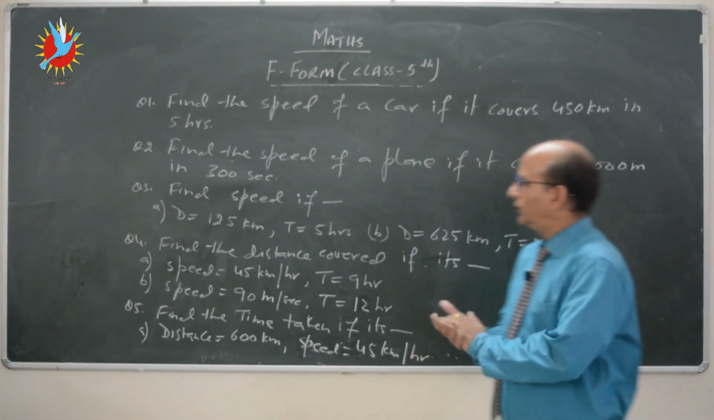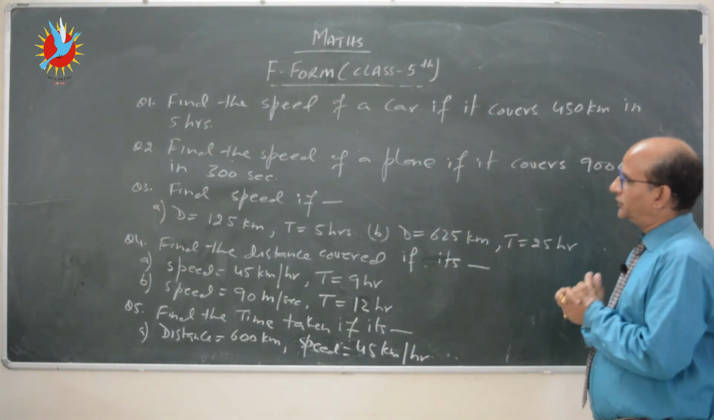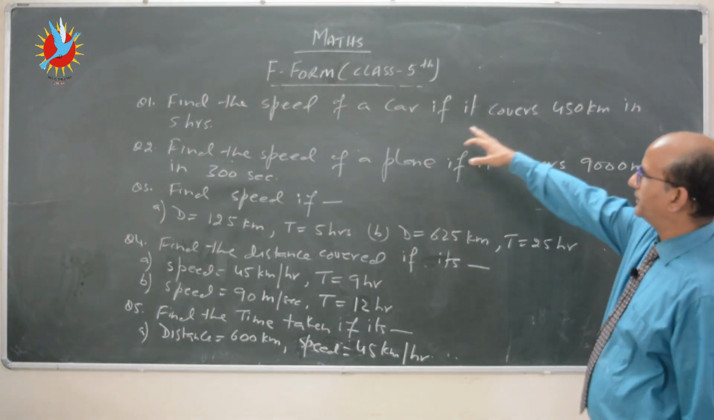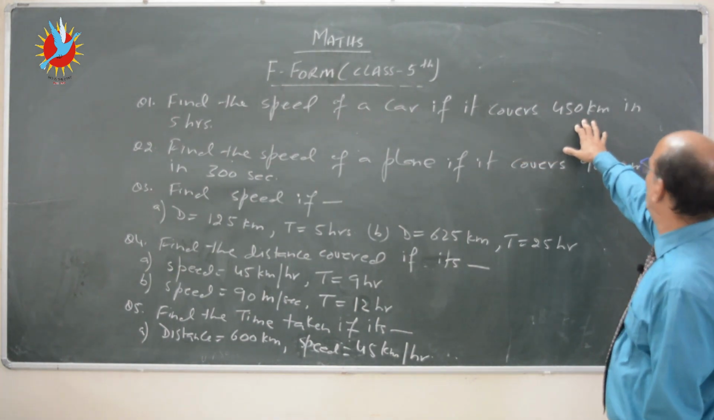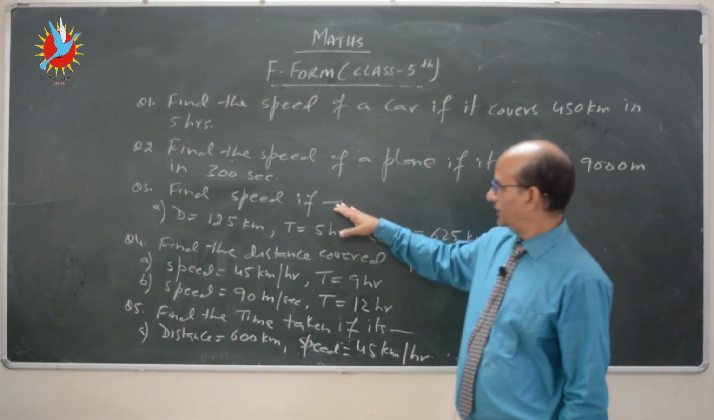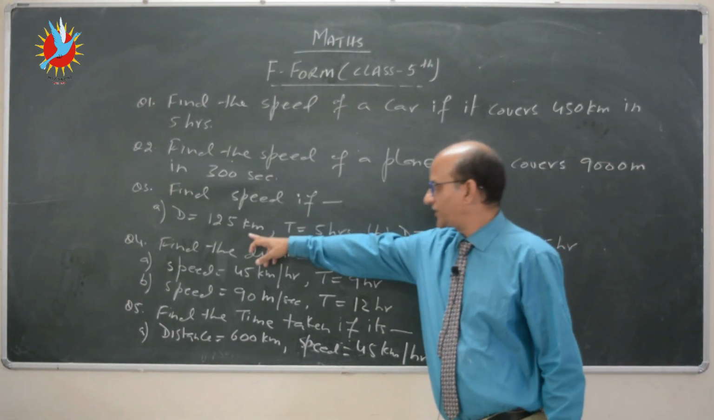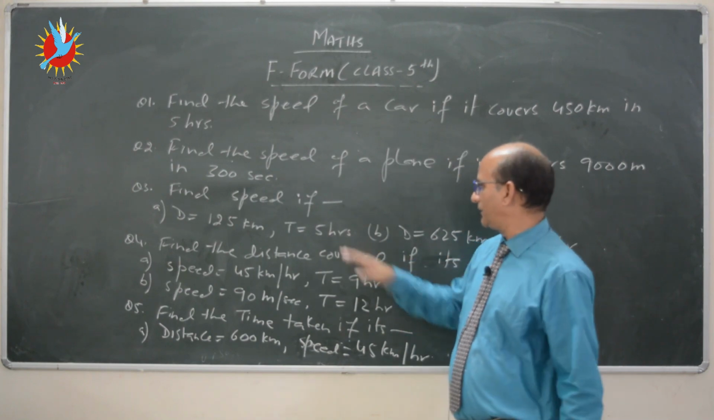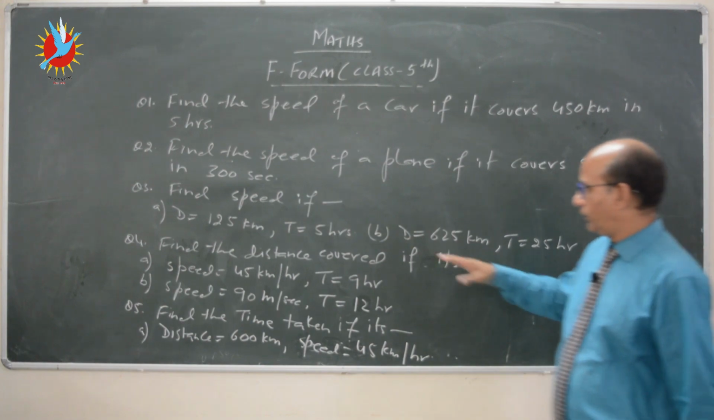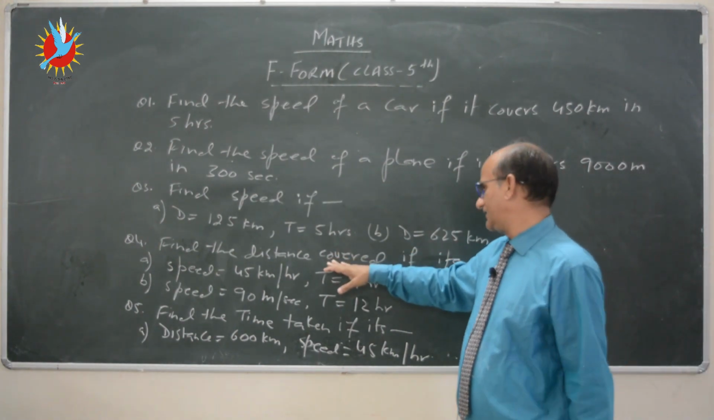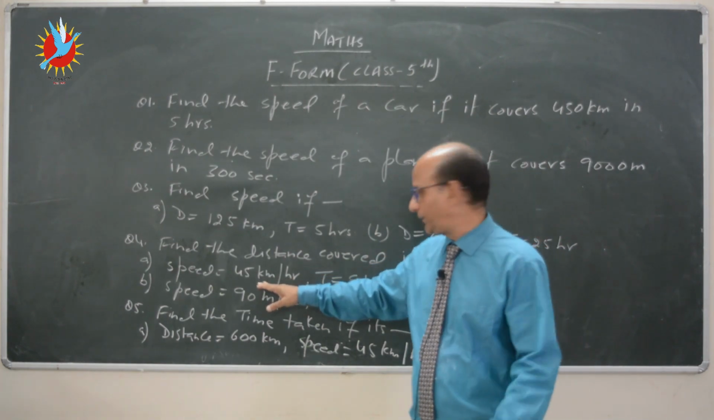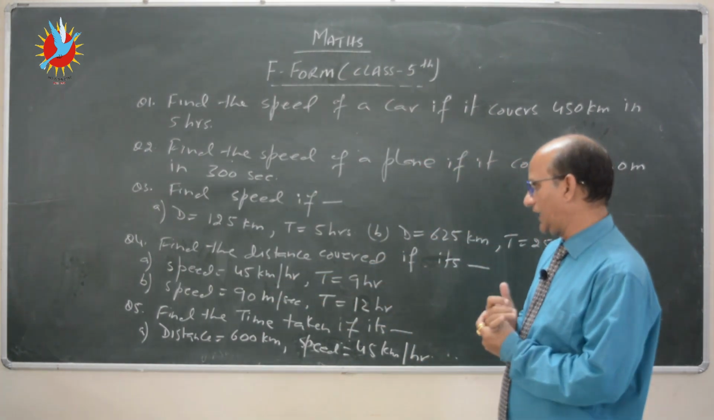So students, you have to calculate these 5 problems. First is how to find the speed. Find the speed of a car if it covers 450 kilometers in 5 hours. Second is also the same. Third one is if distance is equal to 125 kilometers and the time is 5 hours, and the second is 625 kilometers and the time is 25 hours. Fourth one is you have to calculate the distance covered by any object if speed is equal to 45 km per hour and the time is 9 hours.